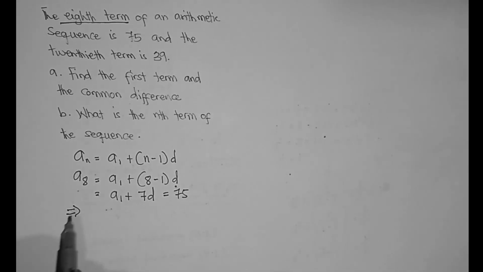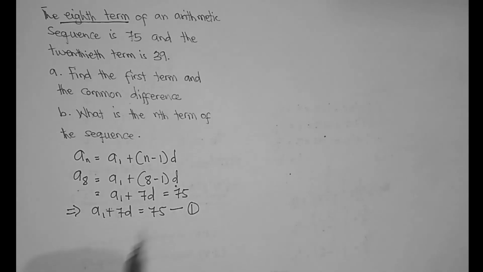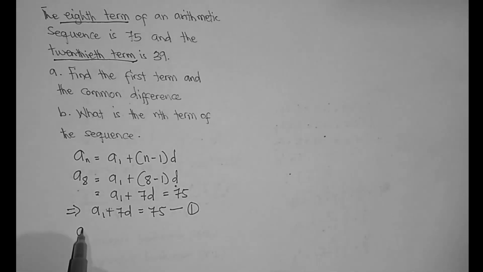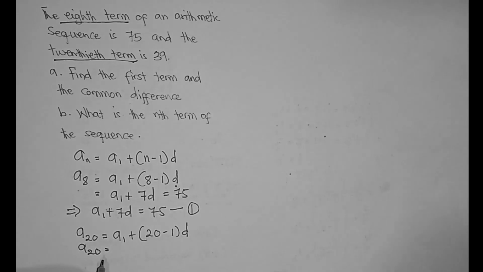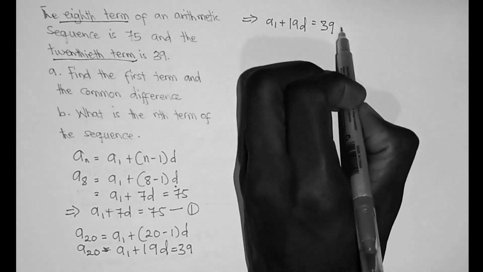So this implies that A1 plus 7d is equal to 75. And this is our equation 1. Then the question also says the 20th term. So the 20th term is A20. So let's write the formula for A20. That will be A1 plus n is 20 minus 1, d. So A20 is equal to A1 plus 20 minus 1 is 19d. And he says that the 20th term is equal to 39. So this implies that A1 plus 19d is equal to 39. This is our equation 2.